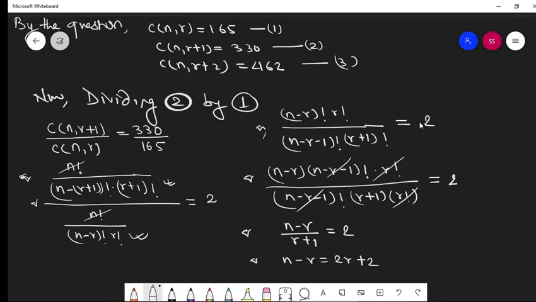So (n minus r) over (r plus 1) equals 2, or n minus r equals 2r plus 2. Then n minus 3r equals 2. This is equation 4. We have supposed this is equation 4.